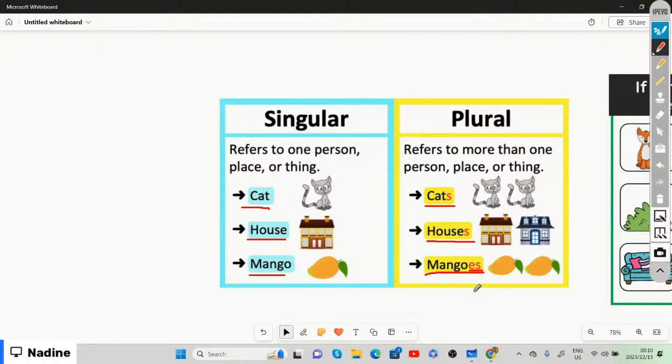So with some of our nouns, if we want to show the plural form, or show that there is more than one of that thing, place, person, or animal, then we either add an s to our noun, or we add an es to make it plural, or to show the plural form.